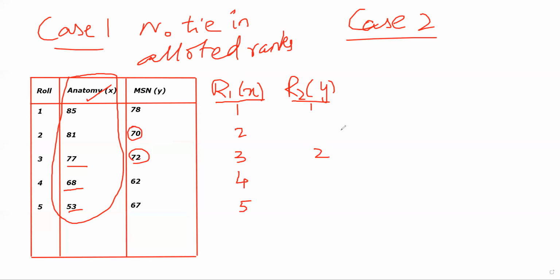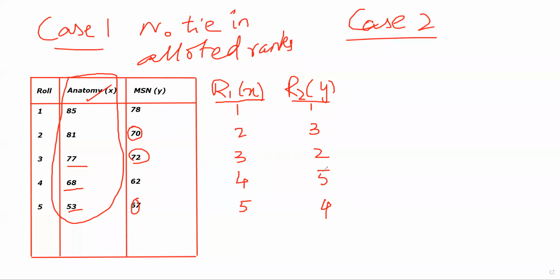Then third rank will go to 70. Fourth rank will go to 67. Fifth rank will go to 62. समझ में आया how you are assigning ranks? It is very important that you do not make a mistake while you are assigning these ranks.